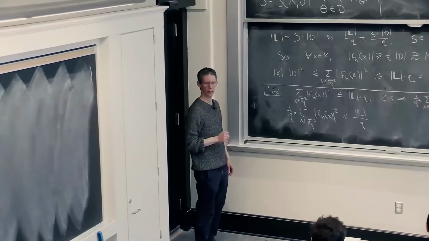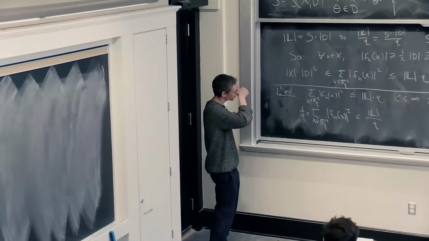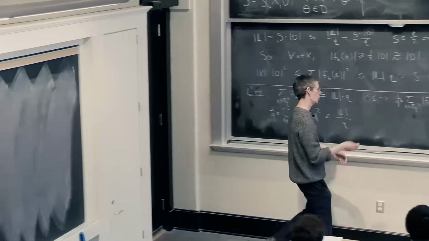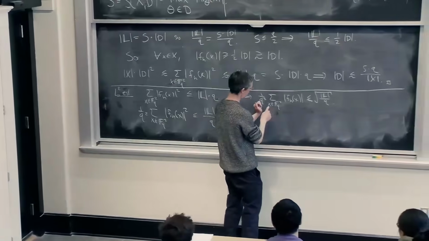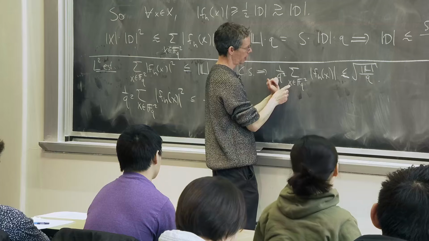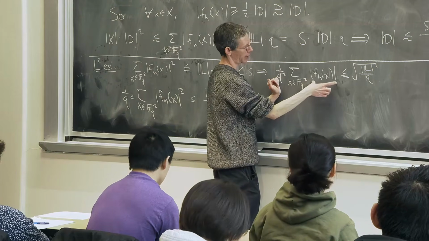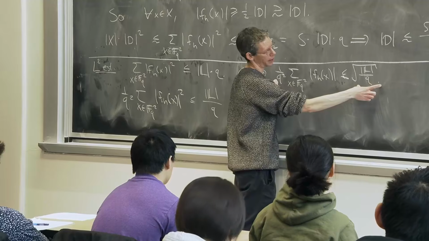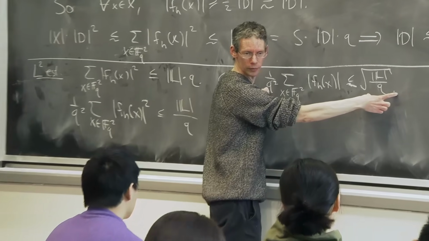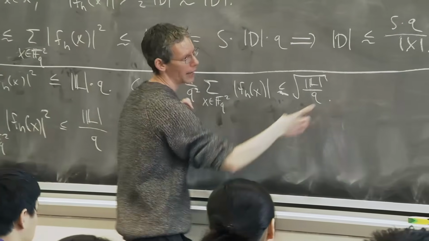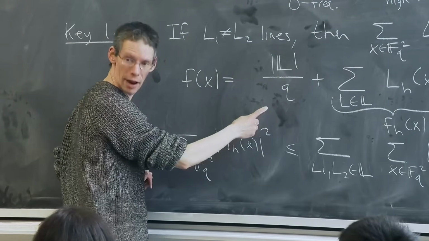Does that look right to everybody? OK. And so, a bit informally, there might be some points x that are different. But on average, for a typical point x, the high frequency part only has size square root of L over Q, whereas the low frequency part, the constant part, has size L over Q at every point.